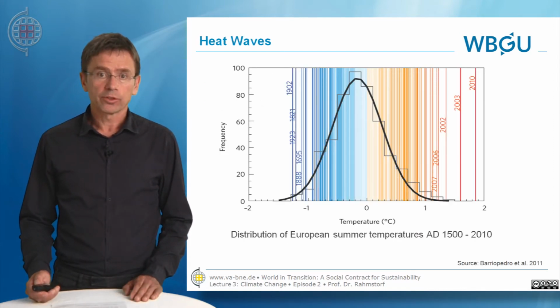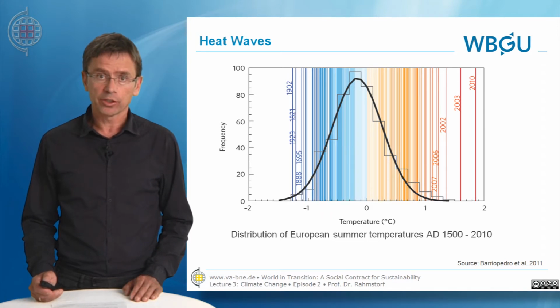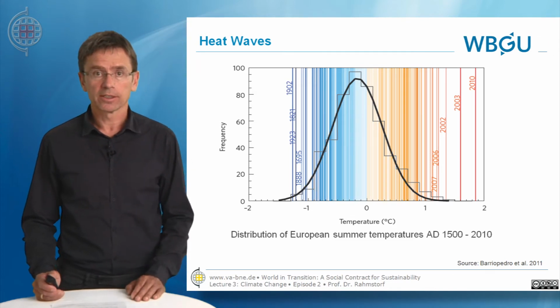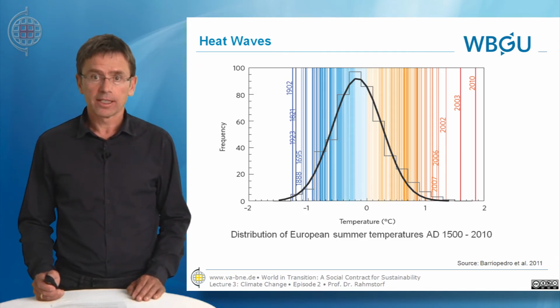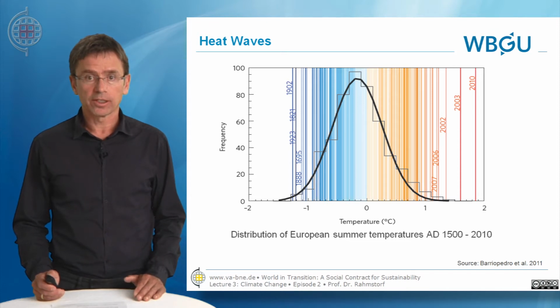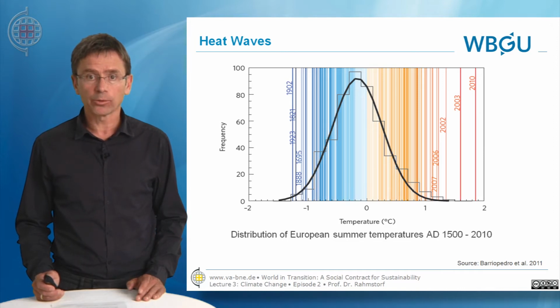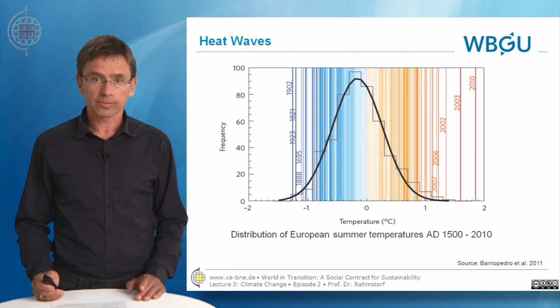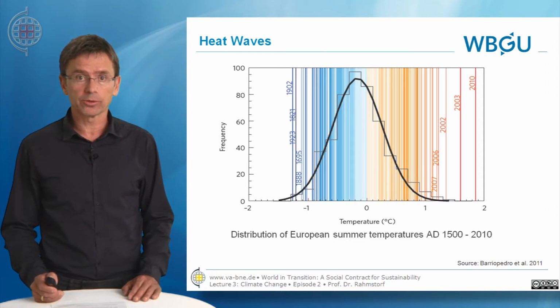This diagram shows the distribution of summer temperatures in Europe since the year 1500 AD, which can be reconstructed from various sources. You will see here that on the right-hand side are the hottest summer temperatures, and the very hottest summers were 2010, 2003 and 2002 in that order. On the left-hand side you see some of the coldest. You can fit a normal distribution, a so-called Gaussian distribution, to these data. This is what the black line shows.